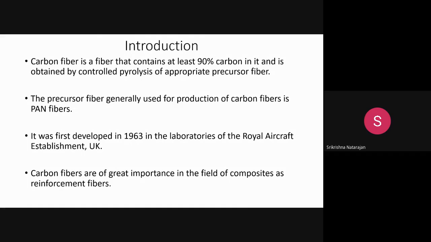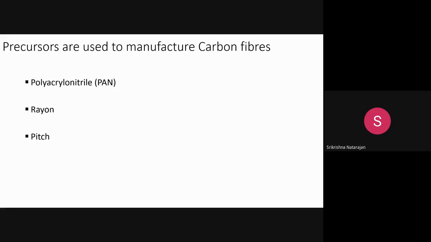It was first developed in 1963 in the laboratories of the Royal Aircraft Establishment in the UK. This carbon fiber is of great importance in the technical textile sector, especially in composites as a reinforcement material. If you see the precursors, the raw materials used for manufacturing carbon fibers, there are three you can use. One is polyacrylonitrile or acrylic, another is rayon, which is viscose rayon, and another is pitch, which is a petroleum byproduct.